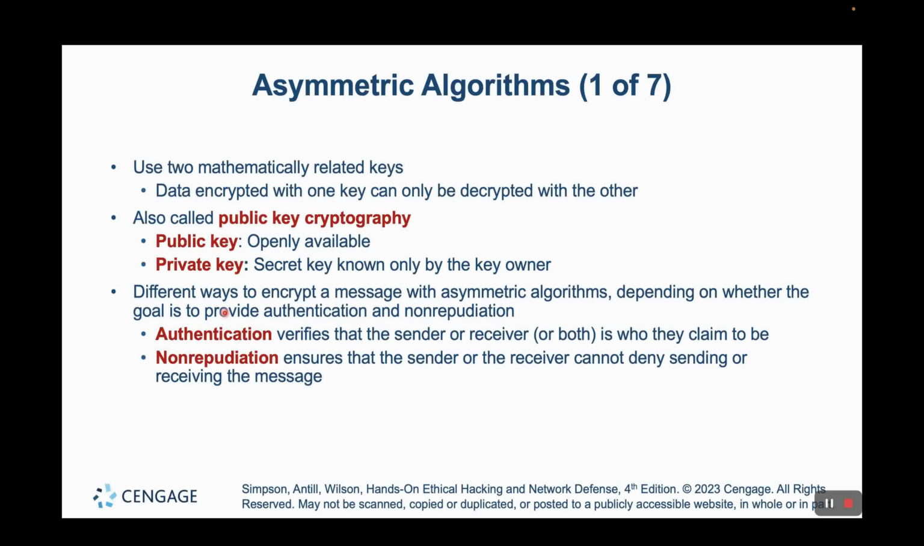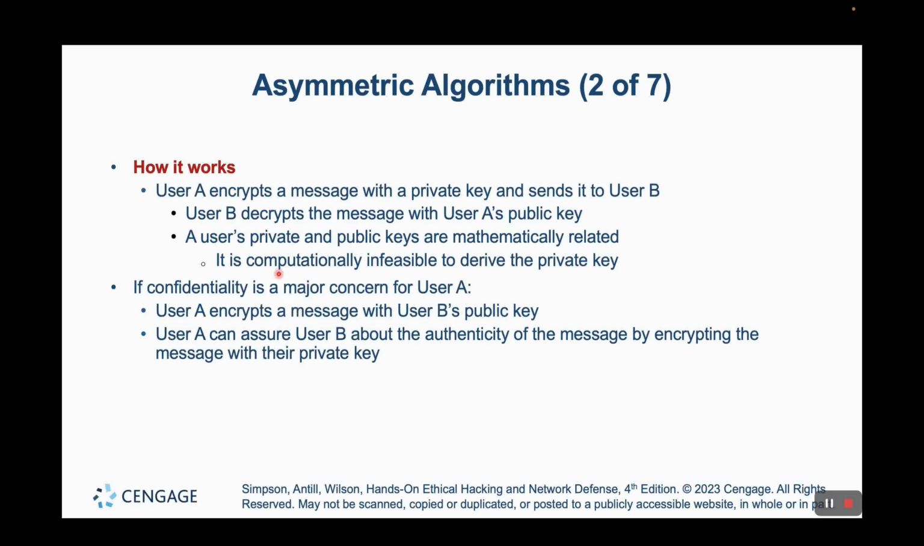However, there are different ways to encrypt a message with an asymmetric algorithm, depending on what exactly your goal is. If your goal is to provide authentication and non-repudiation, then that's the path you need to take. Of course, authentication means to verify that the sender or the receiver or both is who they claim to be. Non-repudiation ensures that the sender or the receiver cannot deny sending or receiving the message. And this is extremely important in certain applications. Now, how it works, I'll give you a couple of scenarios here.